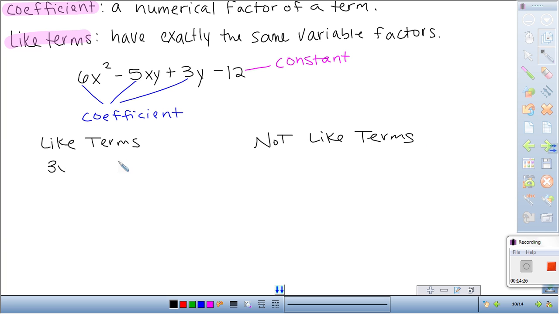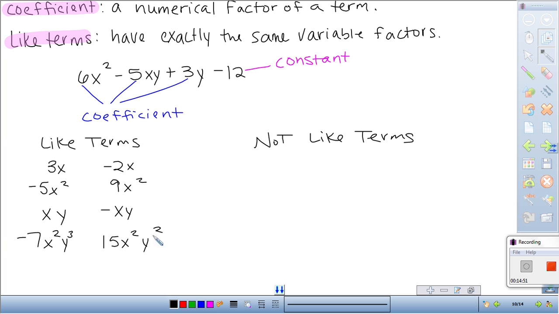3x and -2x are like terms. They both have an x as their variable factor. -5x squared and 9x squared are like terms because they both have x squared as their variable factor. xy and -xy are like terms because they both have xy as their variable factors. -7x squared y cubed and 15x squared y cubed are like terms. They both have x squared y cubed as their variable factor.